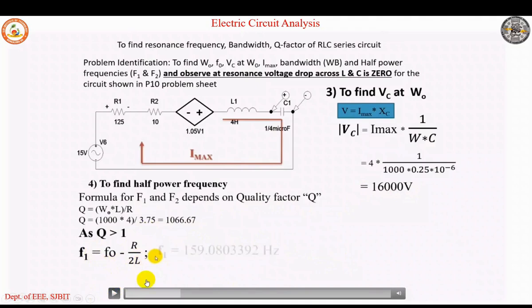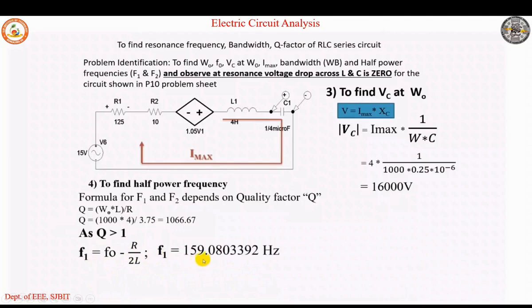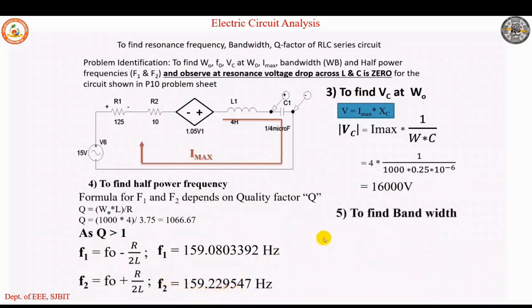Here there's a small change. What one has to do is substitute 4 pi L, not 2 pi L. It is F1 equals F0 minus R by 4 pi L, and similarly F2 equals F0 plus R by 4 pi L. Substituting that, you get the values of F1 and F2 as shown here. Since the value of Q is greater than 1, the formulas change. So I repeat, F1 is F0 minus R by 4 pi L, and similarly F2 is F0 plus R by 4 pi L.